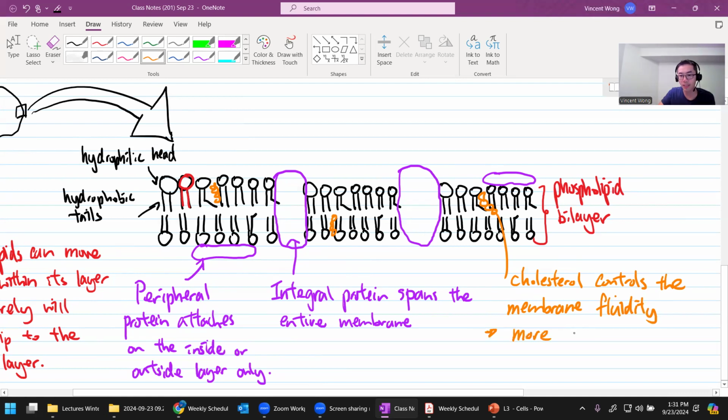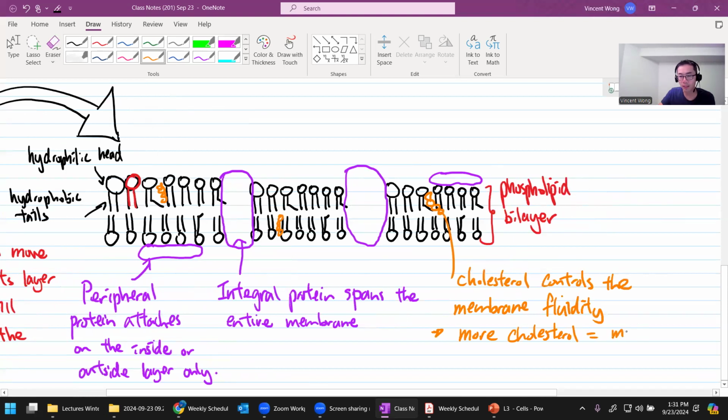More cholesterol in the membrane equals more fluid. Because the cholesterols are kind of getting in the way between the phospholipids. If the phospholipids cannot pack together closely, then it becomes more fluid. The cell membrane becomes more fluid.